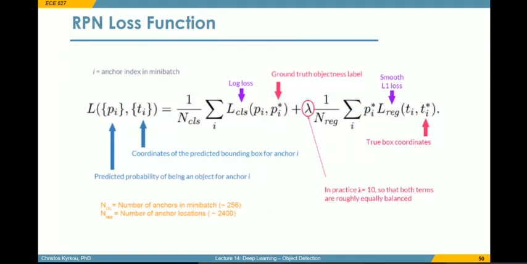And this is the loss function used in the RPN, the region proposal network. It's similar to what we had before. We have a loss for the objectness of the region and the true box coordinates, again regressed using the smooth L1 loss.